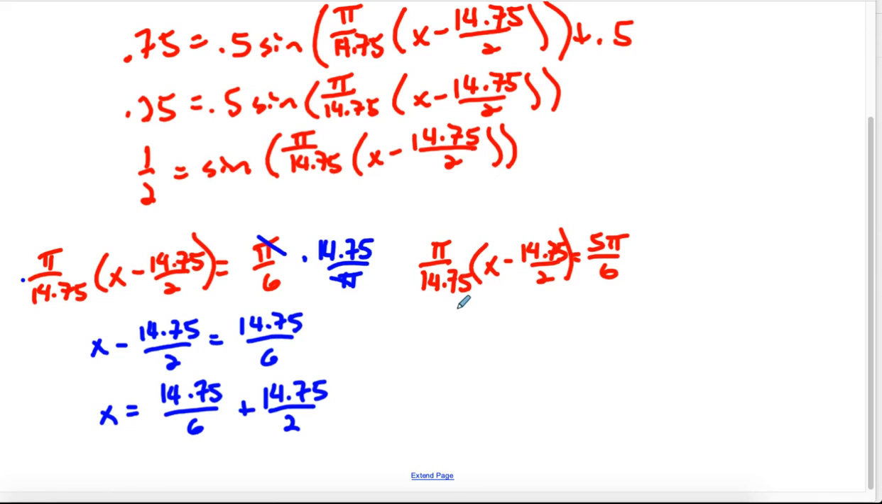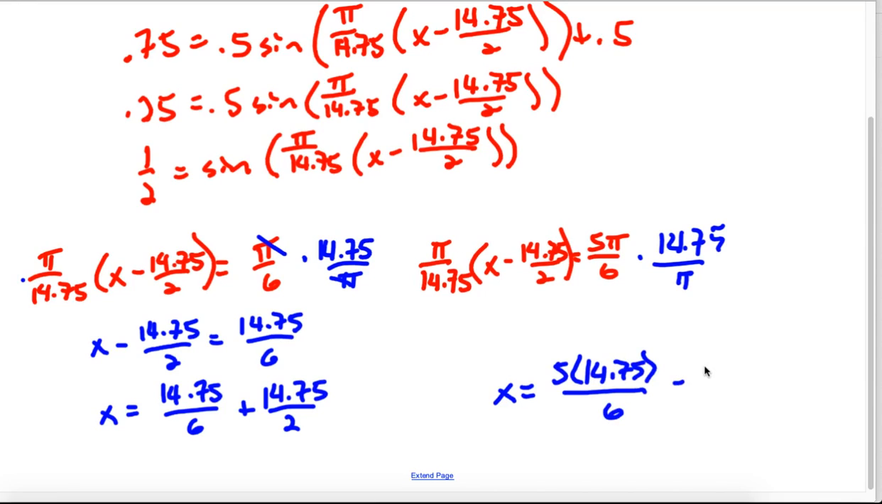Something similar will happen over here. If I multiply this over, the pi's would cancel, and then I would add the 14.75 over, and we would have 5 times 14.75 over 6 plus 14.75 over 2 when I add that over.